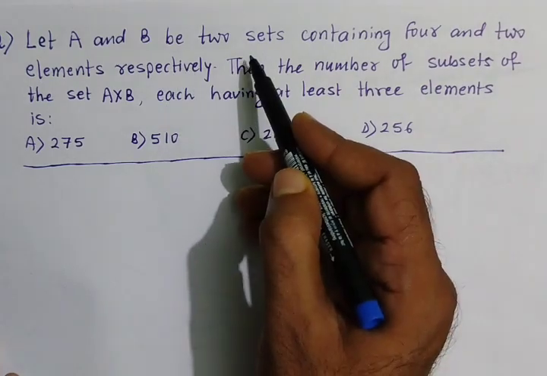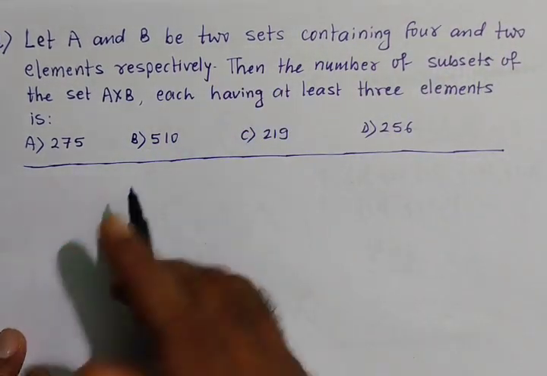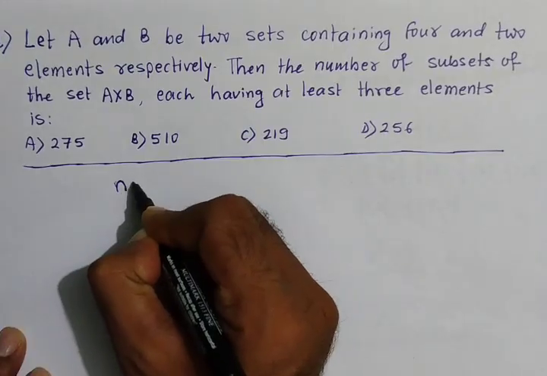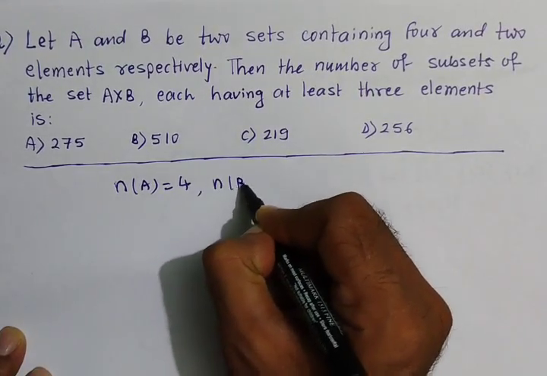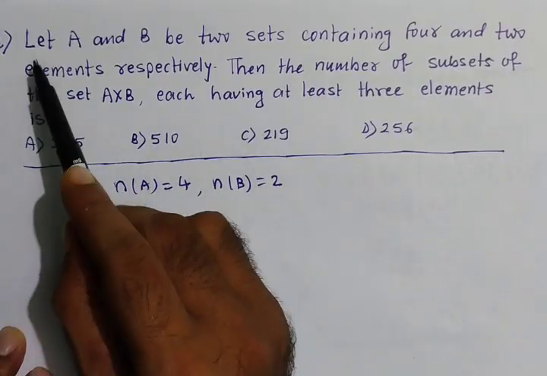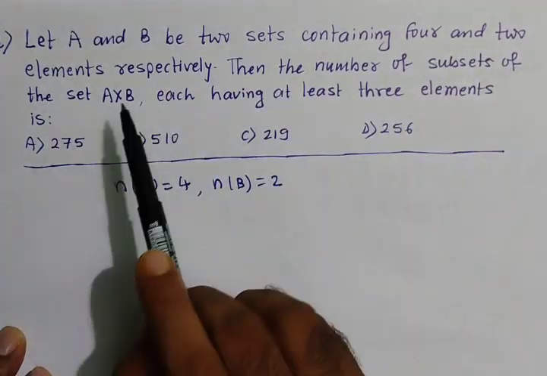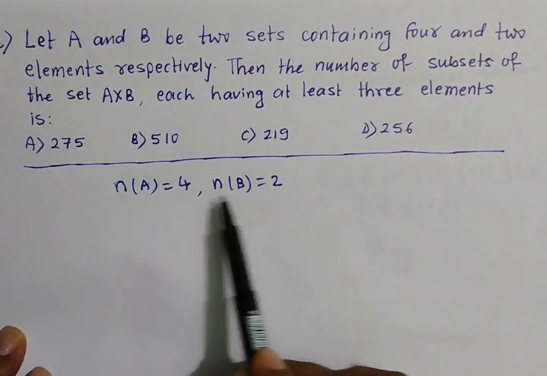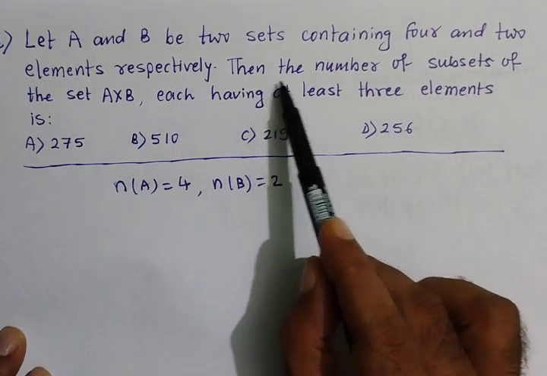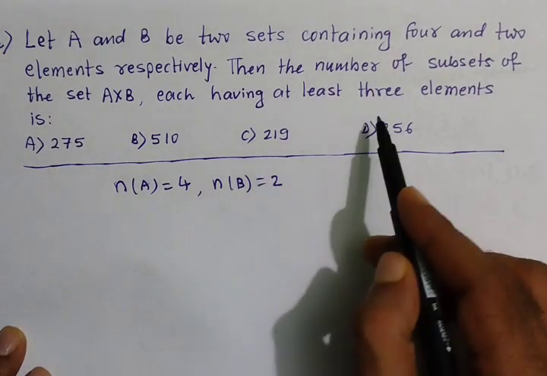Let A and B be 2 sets containing 4 and 2 elements respectively. That means in the question it is given that the number of elements in set A is 4 and the number of elements in set B is equal to 2. So n(A) equals 4 and n(B) equals 2. Then the number of subsets of the set A cross B, each having at least 3 elements.